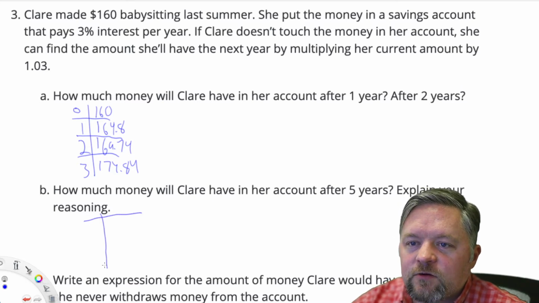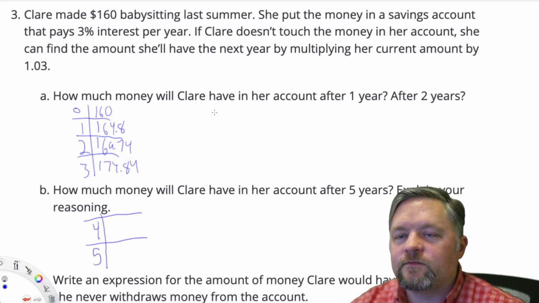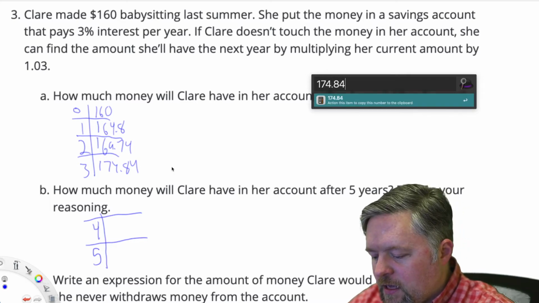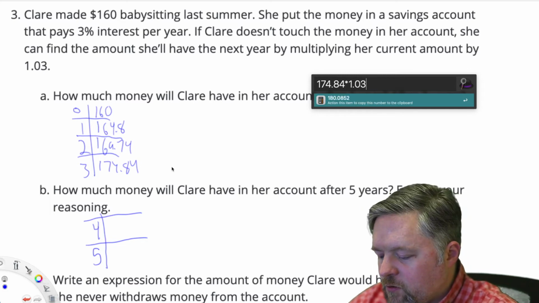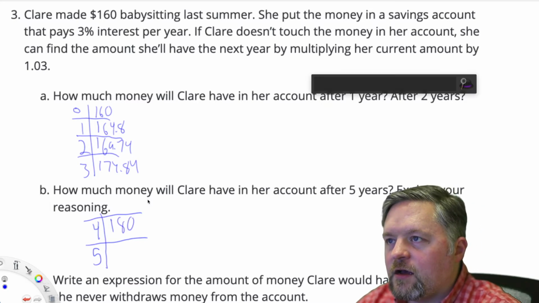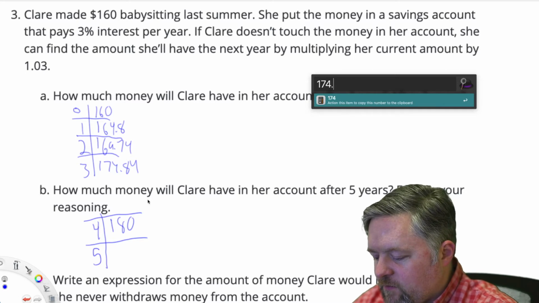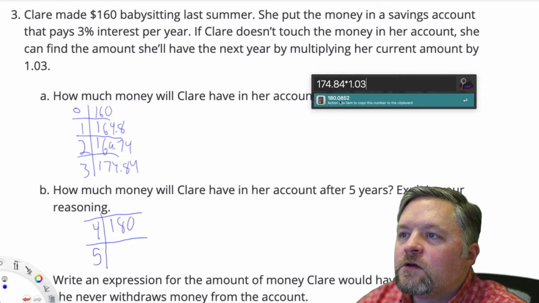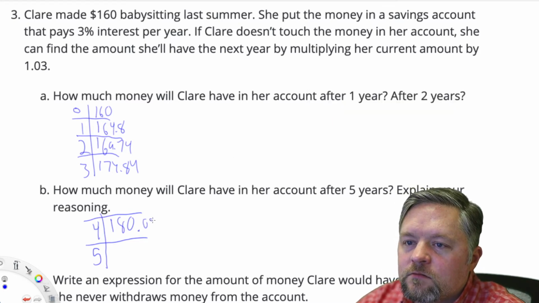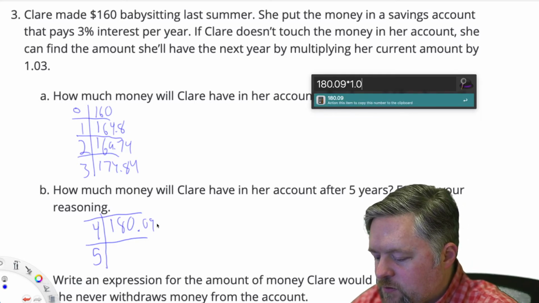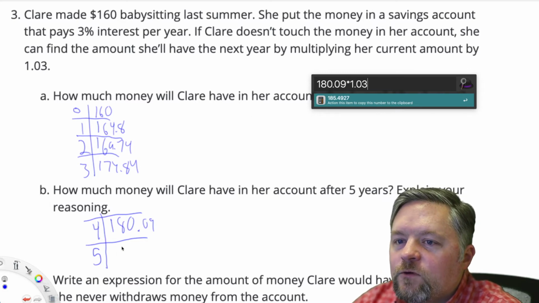Just to make it look like we're continuing. 4 years, and we want 5 years. 174.84 times 1.03 is 180. I should have looked more closely at the cents. 174.84 times 1.03. So 0.09. And then 180.09 times 1.03, 185.49.